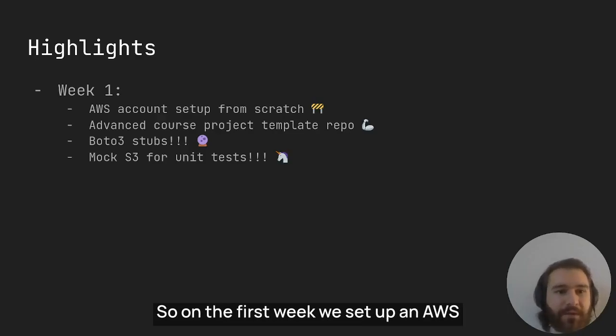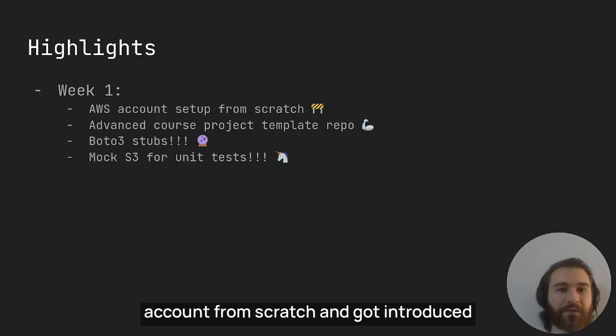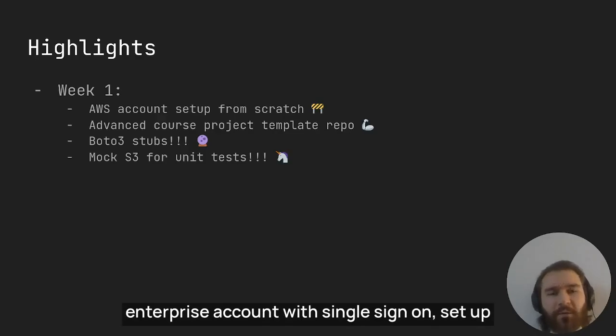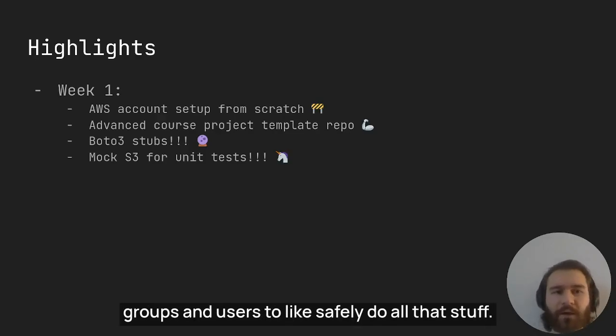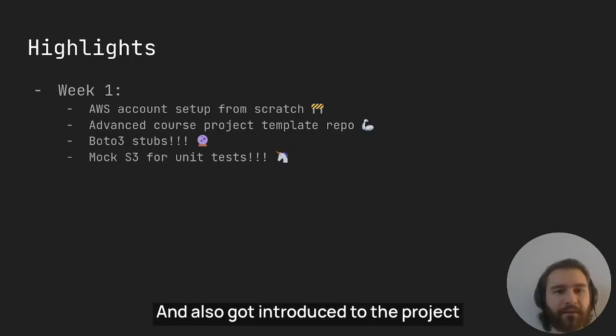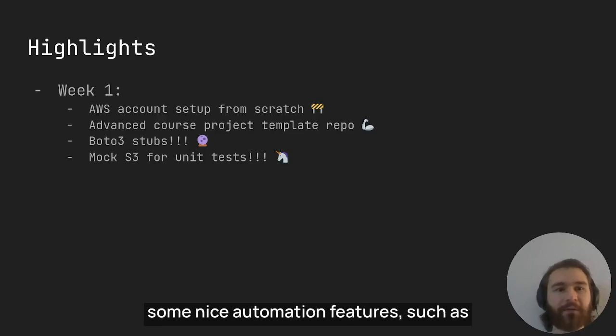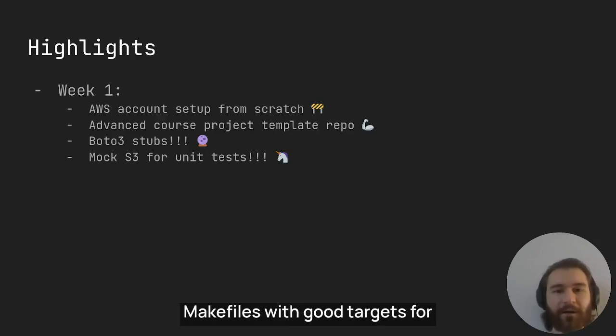So on the first week, we set up an AWS account from scratch and got introduced to the course template repository. For the account setup, we made an enterprise account with single sign-on, set up groups and users to safely do all that stuff. And also got introduced to the project template repository, which Eric set up to have some nice automation features, such as makefiles with good targets for building and testing and all that stuff.